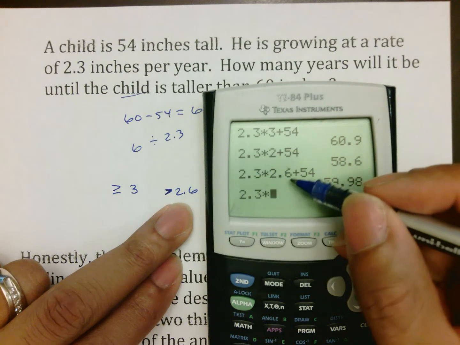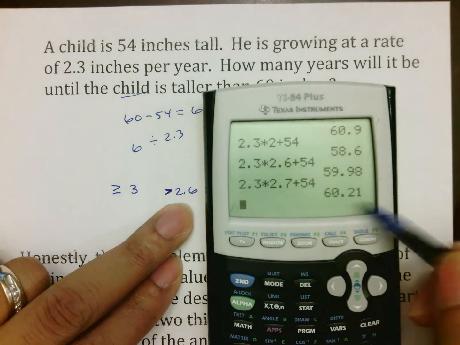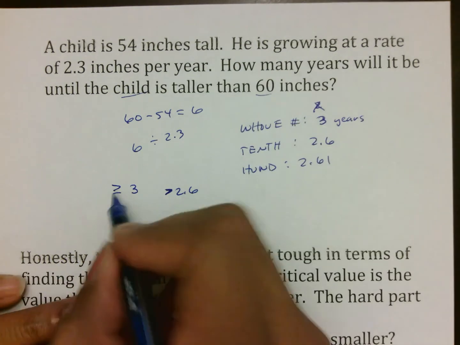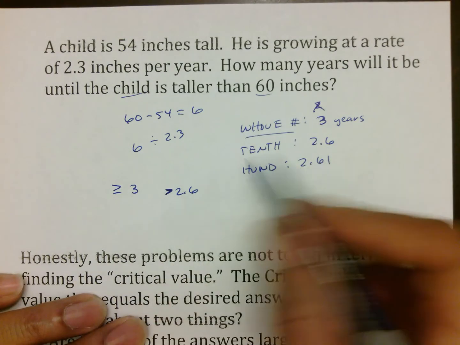Since 2.6 was my answer, move it up by 1/10 times 2.7 and see that it actually is greater than 2.6, and you add that to 54, and notice that that is bigger than 60. So yes, you would either want greater than or equal to 3 if they wanted a whole number answer, or greater than 2.6 if they wanted the tenth answer.